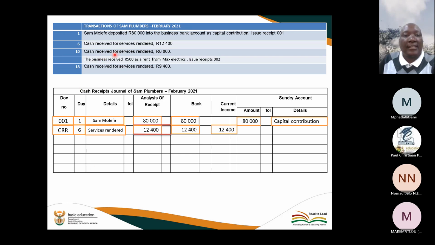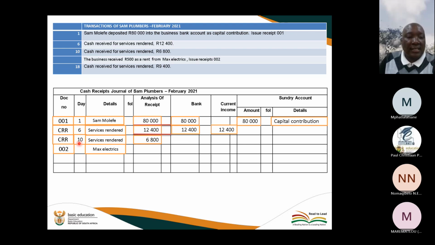On the 10th, cash received for services rendered, 6,800. Cash register roll on the 10th. Rendered, 6,800 to the column of the bank account. What do we do? We record that one first so that we will add them together.